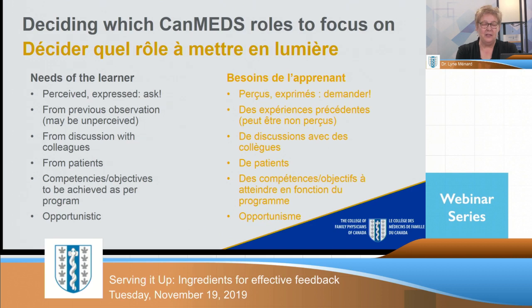It can also be determined from a previous encounter because of something you observed, or after a feedback discussion with your learner. Maybe it's one of your colleagues that noticed something and you want to pay attention to this. Or maybe a patient made a comment on a learner's previous performance. The needs can also be normative. Those are the competencies and objectives to be achieved by the program.